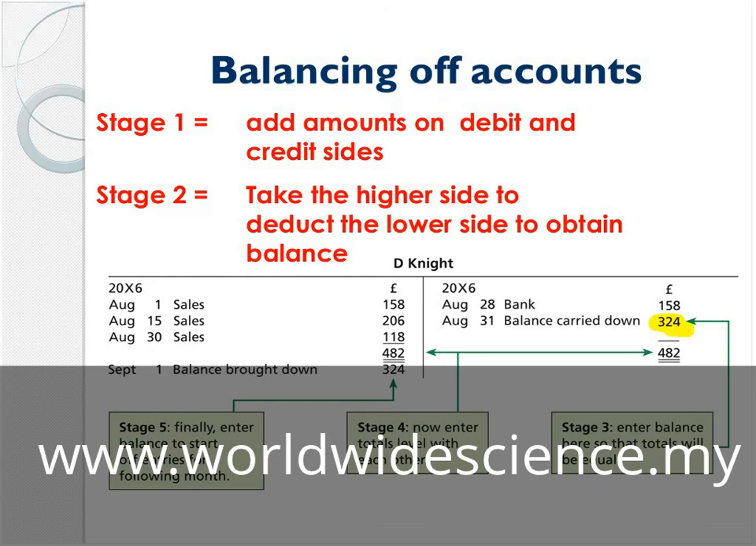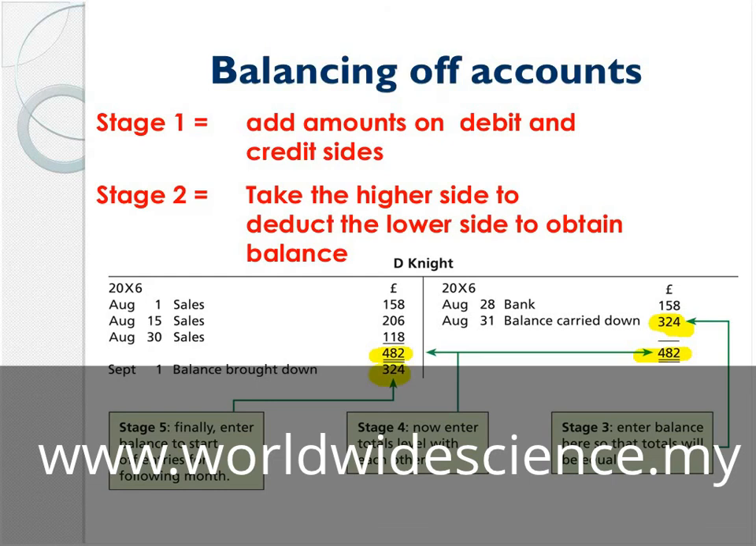Stage number 4: now we enter the totals level with each other. The total here is 482. We show the balance on the left side and the right side. And stage number 5, we finally enter the balance to start the entries for the following month. This is the balance for the following month that we have taken.